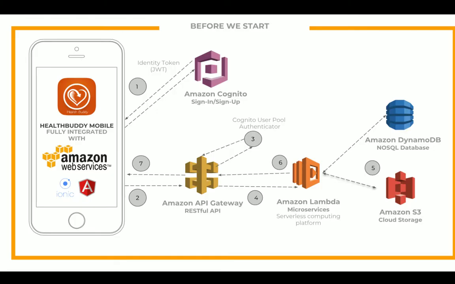Before we start, this application has been fully integrated with AWS, Amazon Web Services, and developed with Ionic and Angular, Ionic 4 and Angular. This is just how the architecture works. It goes to Cognito for sign in. It goes through an API and authenticates the user, and it calls the serverless computing platform, which is the cloud microservices code hosted on the cloud. It will then call the database, which I'm using DynamoDB, a NoSQL database offered by Amazon, and Amazon S3, which is cloud storage for user images, files, and so on.